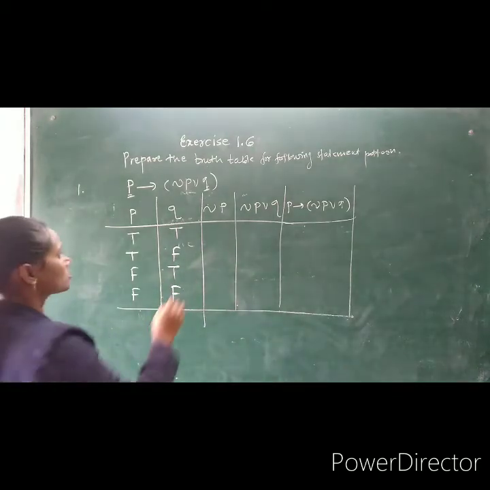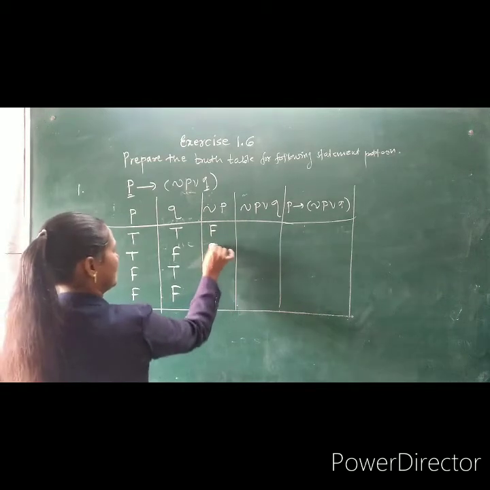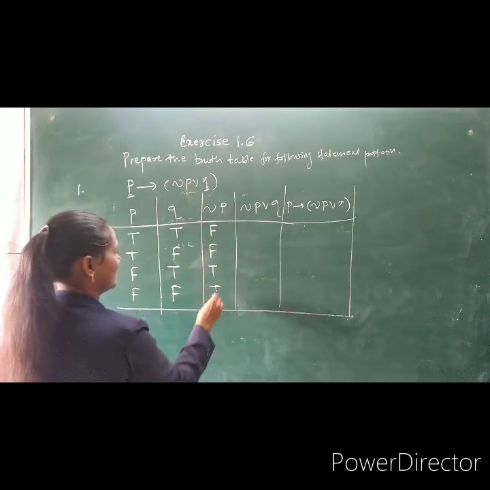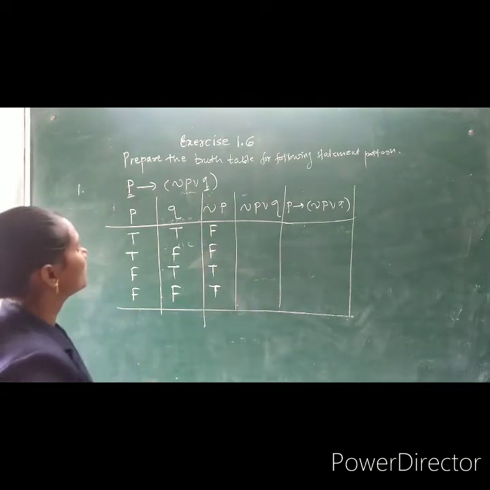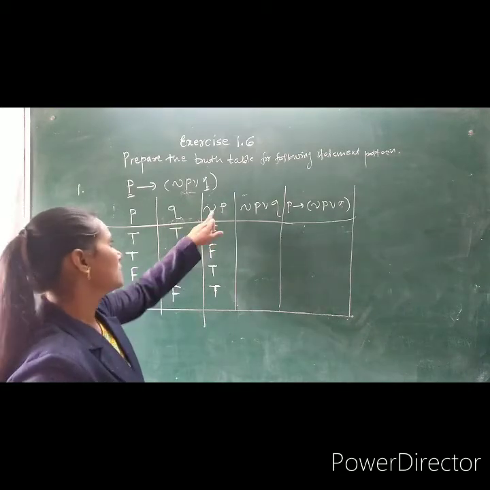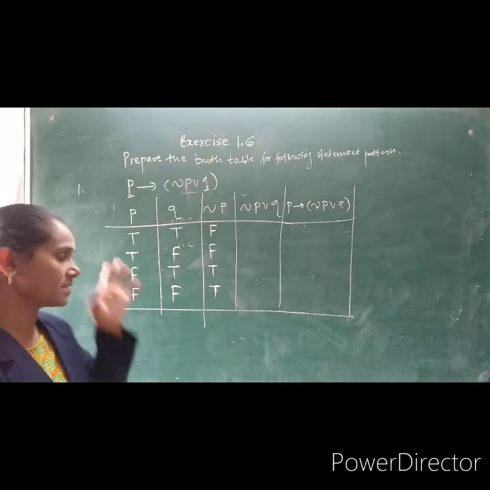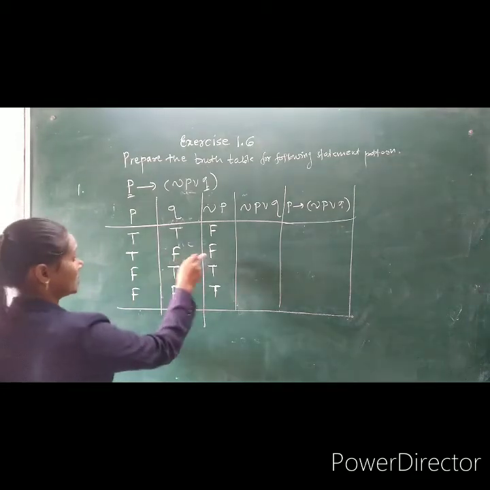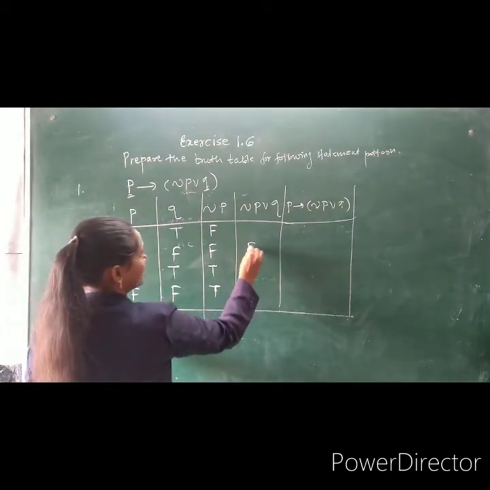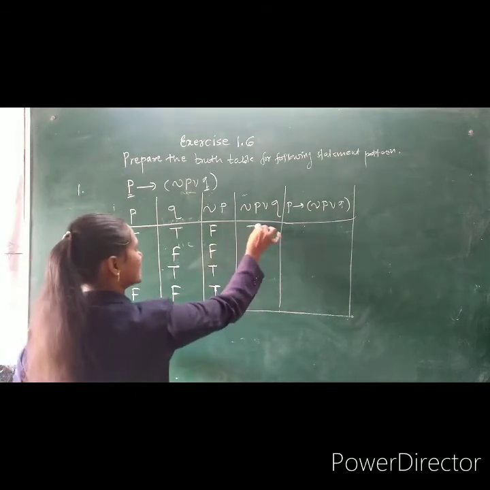TF. So negation P is what? FF TT. Now negation P or Q. While finding disjunction, if both the statements are false, then the statement is false, otherwise it is true. Here these two statements are false, therefore its truth value is false here, otherwise it is true.